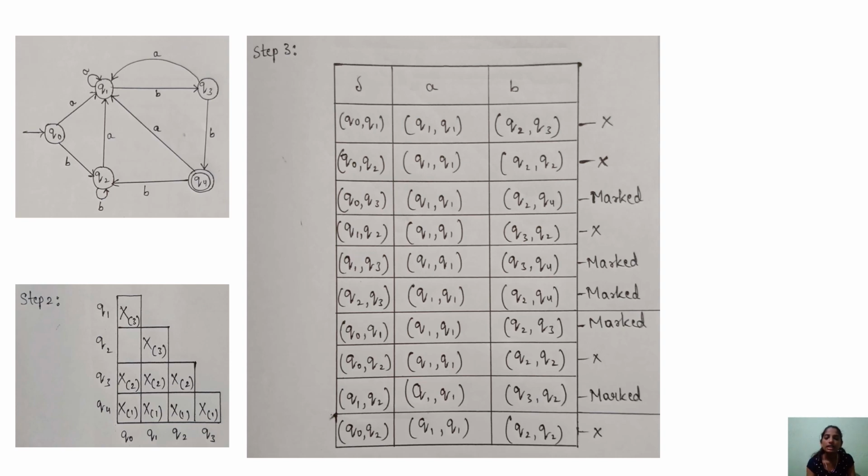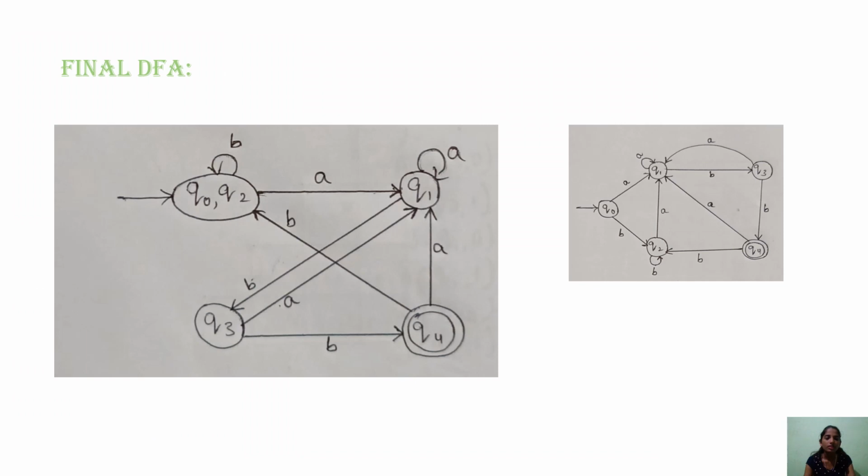So this will be the solution, and we'll draw the minimized DFA based on this. The final DFA is as follows. Q0, Q2 will be the starting state and Q4 is the final state. Q0, Q2 on giving A goes to Q1, on giving B it remains in Q0, Q2 itself as it is a self loop.